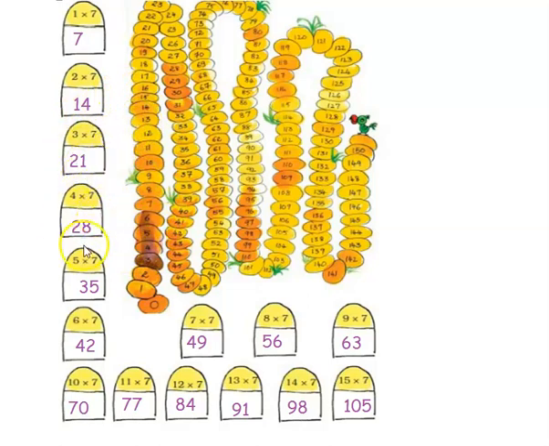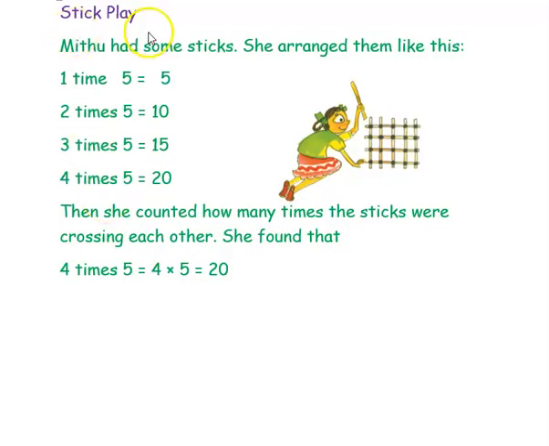4 into 7 is 28. 5 into 7 is 35. 6 into 7 is 42. Then 7 into 7 is 49. 8 into 7 is 56, 9 into 7 is 63, then 10 into 7 is 70, 11 into 7 is 77, 12 into 7 is 84, then 13 into 7 is 91, 14 into 7 is 98, and 15 into 7 is 105. The next example is stick play.